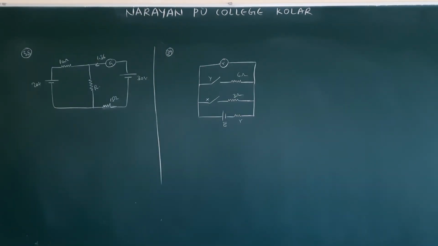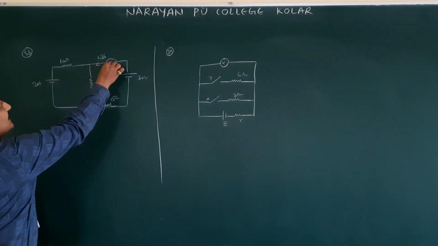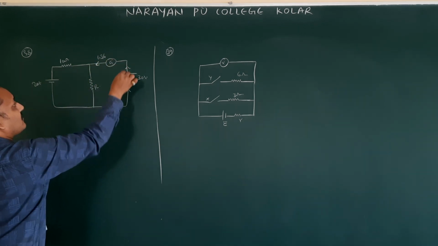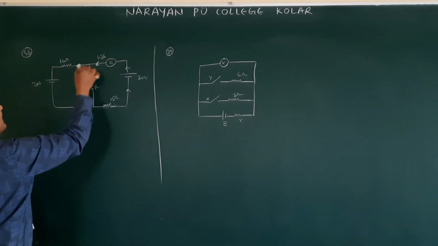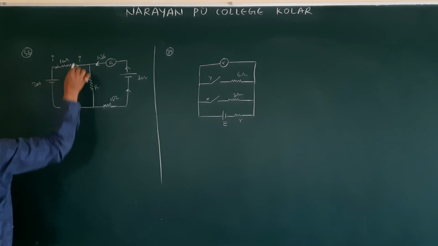See the next question, question number 38. In the diagram, the reading of galvanometer is 1.36 amperes. The value of capital R, this R value they are asking. So reading of this galvanometer is 1.36, so the current flowing in this branch is 1.36. Let us assume the other current will be I.